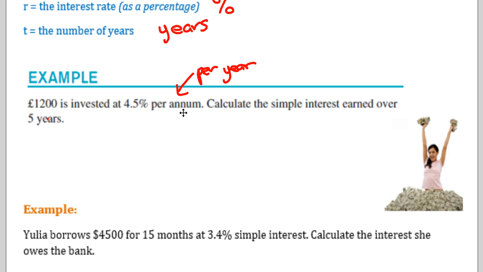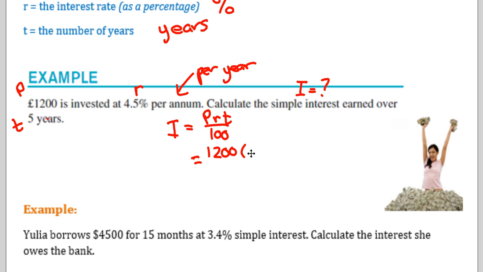So we're going to use our little formula, I equals PRT over 100. Our P is the principal, that's the amount we invested, so there's our P. Our interest rate is the percentage they offer, and our time is 5 years. And we want to calculate the simple interest. So the simple interest is what we're looking for. So I equals PRT, so let's write it out: 1,200, you can use the multiply sign if you want, or you can use brackets, times 4.5 times 5. Because that's the interest rate, that's the time, that's the principal.